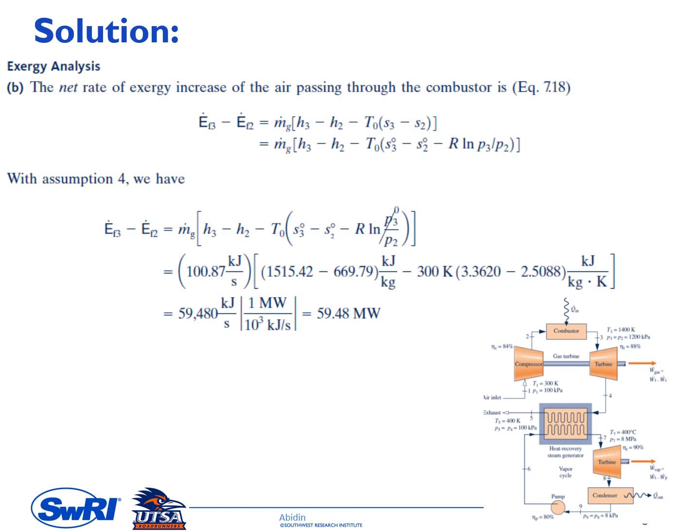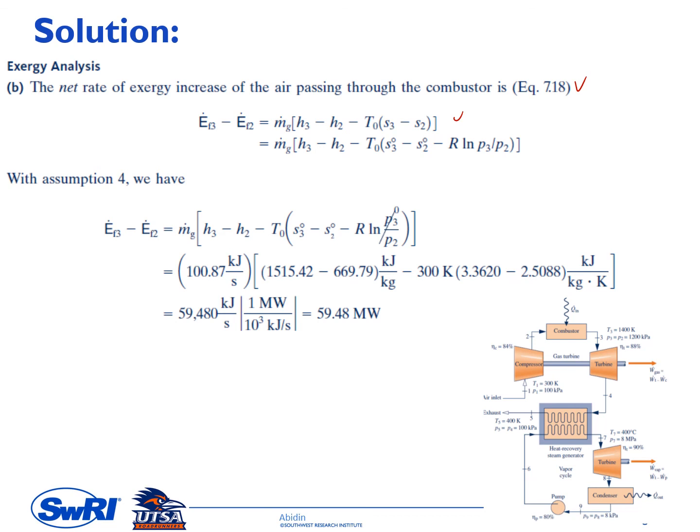Okay, the next one is the exergy analysis. First is the net rate of exergy increase of the air passing through the combustor. We use equation 7.18. You need to have a look at what the equation 7.18 is. This is the exergy change for a control volume, and this is the formula. So once again, this is the net rate of exergy increase through the combustor.